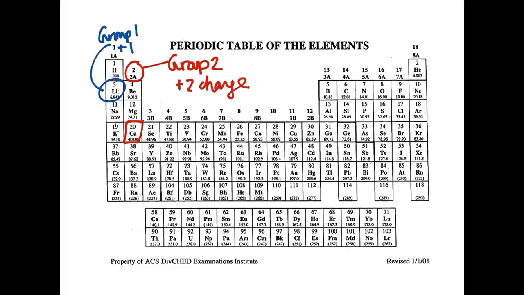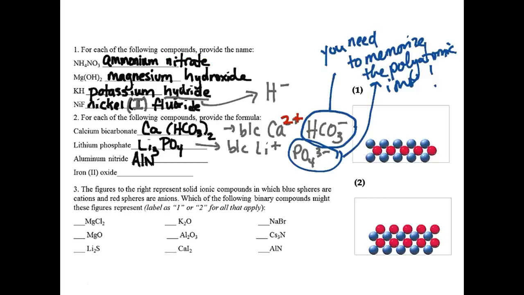Aluminum is in group 3, so it has a +3 charge. It is here. Group 3 is always +3. Nitride is here. It's in group 5. So if you start with the noble gases and you go backwards 1, 2, 3, then you end up with a -3 charge for nitride and anything in that group as long as it forms an anion. So aluminum's +3 and nitride's -3, so they balance out 1 to 1. So you just need 1 aluminum and 1 nitride, and you get AlN as the formula.